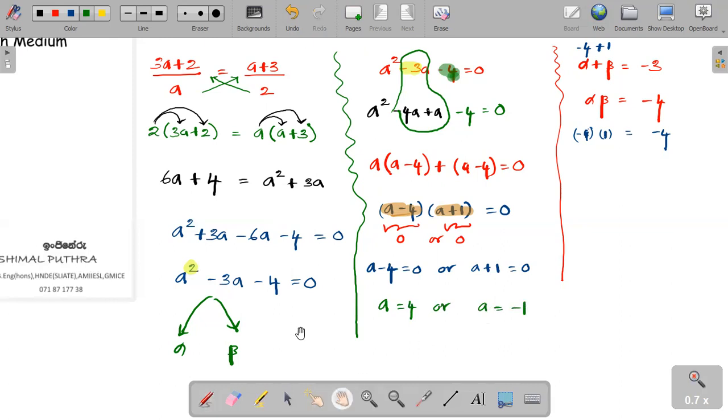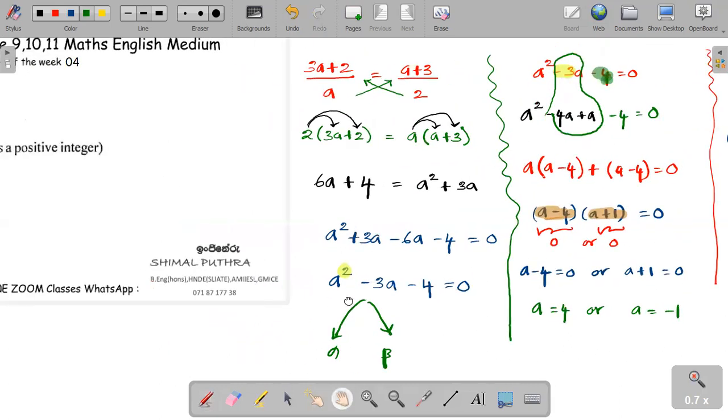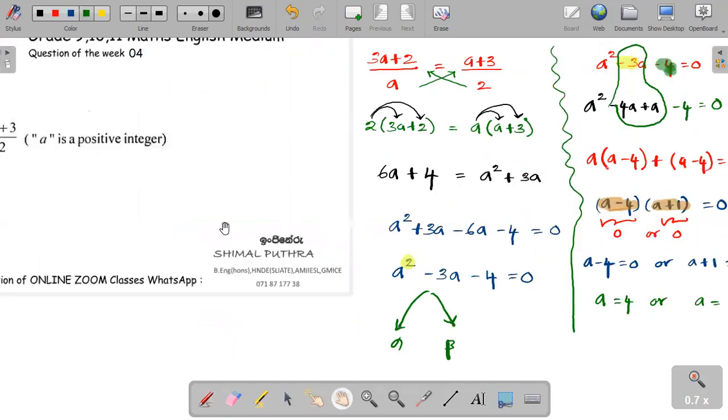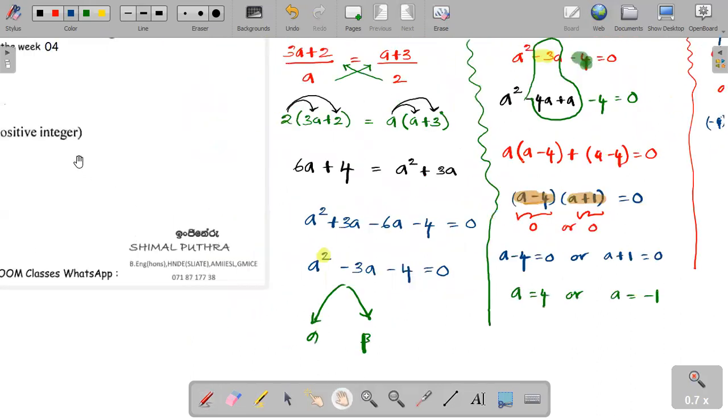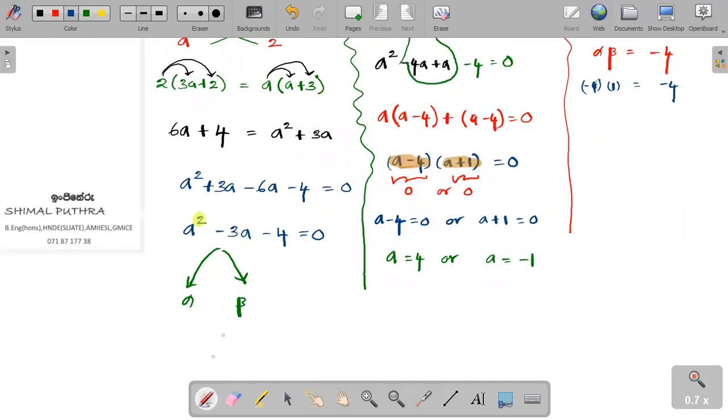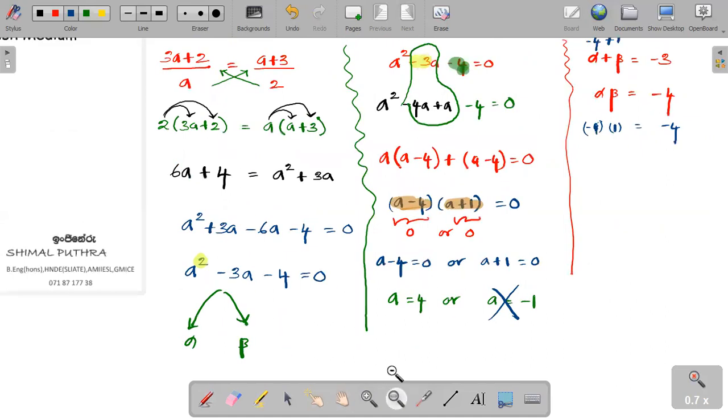So we found both answers for a, but it's clearly mentioned a is a positive integer. So I can't take a as -1 because according to this case, a is a positive integer. We do not agree with this -1. So a should be equal to 4. That is the final answer.